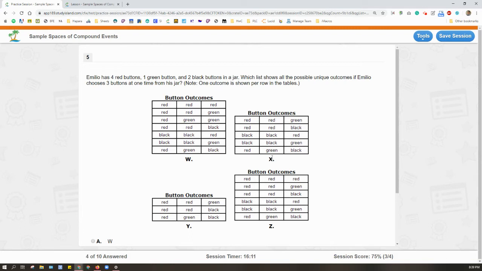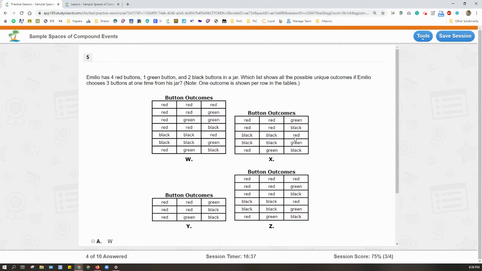Next, choice X. Let's take a look at that. It starts off with red, red, green, which is possible. We could pull out 2 red buttons and 1 green one. Next is red, red, black. We could get 2 red buttons and 1 black one. But what happened to red, red, red? Didn't we say that was one of the options on our last one? Do you see red, red, red anywhere in table X? No, that's missing. So we have a problem with table X already.